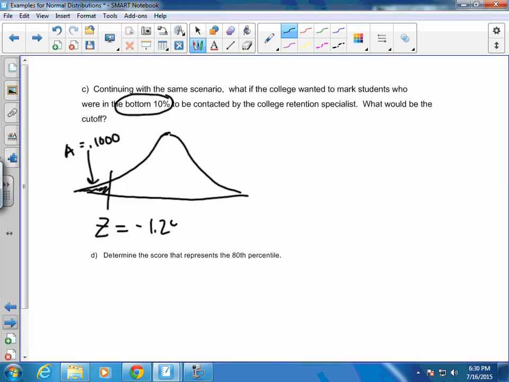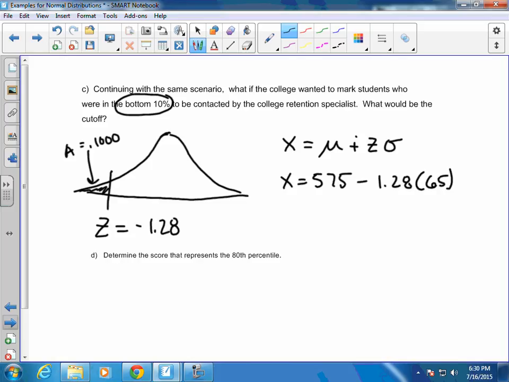All right, so let's go back to the problem here. Z equals negative 1.28. But again, we don't want to say, oh, anything with a z-score of negative 1.28 or less. We want to convert that into a data value. So the data value or the x value is going to be the mean plus the z-score times the standard deviation. The mean was 575. Adding a negative just means subtracting, so minus 1.28 times a standard deviation of 65. All right, so again, if we punch this up on the calculator here, check me out, I'm getting 491.8. So the cutoff would be 491.8.